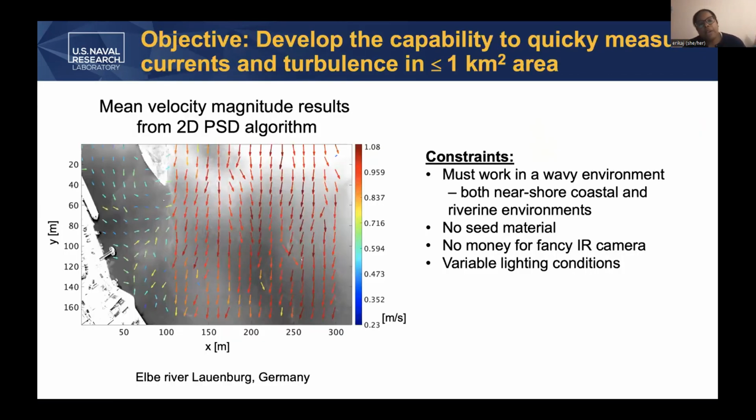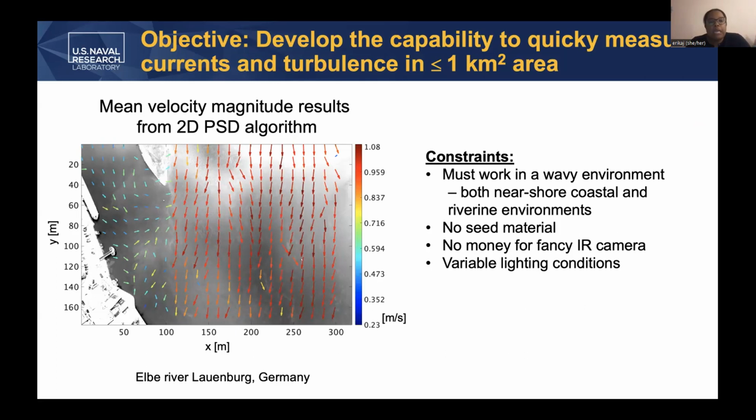Now, the types of environments I'm interested in working in. I'm working in nearshore coastal environments as well as riverine environments where there are surface waves present on the free surface. And so whatever current velocity technique I use needs to either leverage the presence of waves in the technique or not be adversely affected by the presence of the waves.